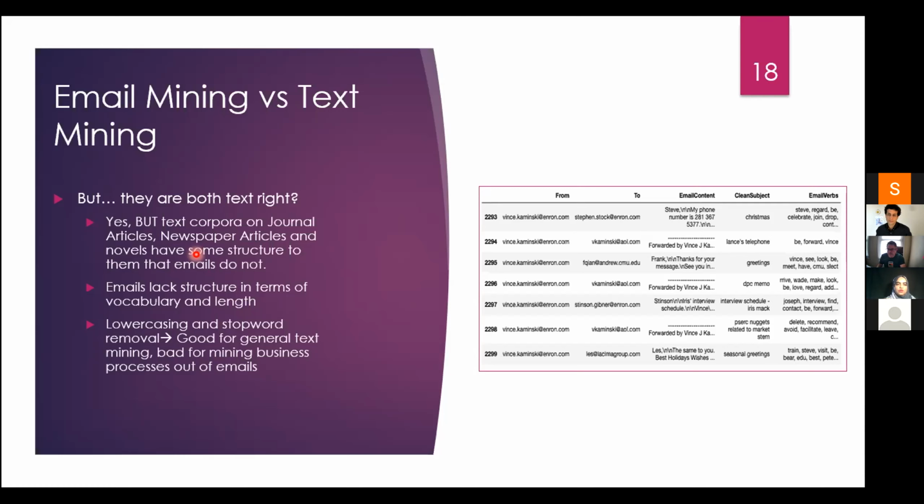I'm just going to dive into one example. My third point here is that lower casing and stop word removal is good for general text mining, but bad for business process mining. The example that I want to talk about is this column here called email verbs. For our business process mining course project, after we derived the case IDs, we tried to derive activities based on the verbs, because activities are based on actions and actions are denoted by verbs. That was the logic that we were following.